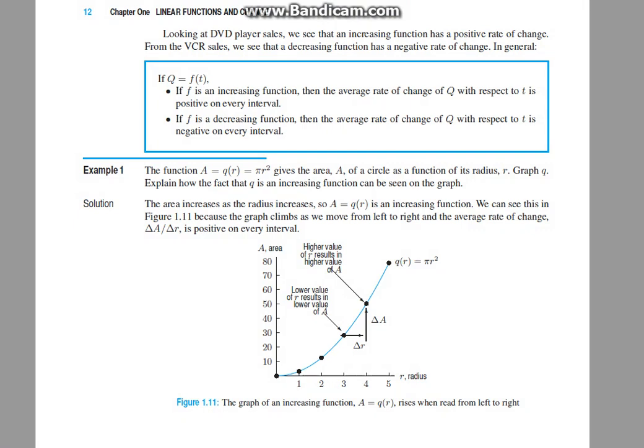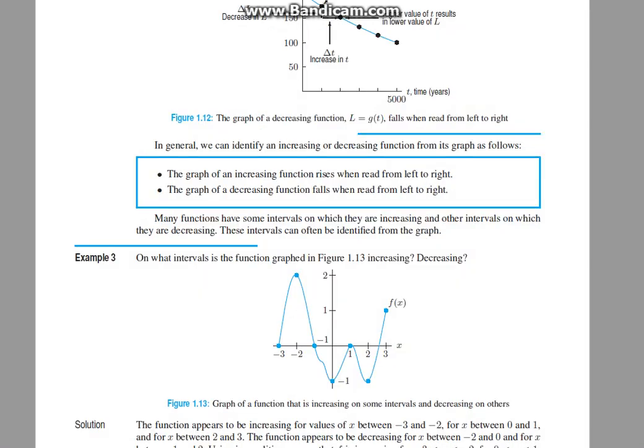And if f is an increasing function, then the average rate of change with respect to t is positive on every interval. That would definitely be true, because if we subtract this part, it would definitely be positive. But if it was decreasing, you're doing it from points like this, so it would definitely be negative. Okay. And if I just shortly talk about how the graphs will look, the graph of an increasing function is going to rise when read from left to right, and for a decreasing function, it's going to be the opposite. So you can see this is an increasing function, whereas this is a decreasing function. So it's very simple.